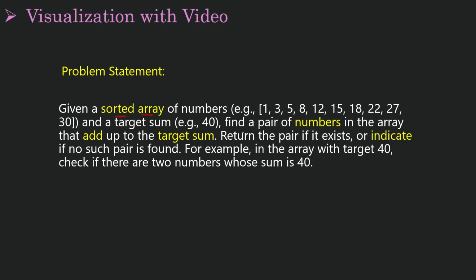Let's visualize the two-pointer technique. Given a sorted array of numbers, for example, 1, 3, 5, 8, 12, 15, 18, 22, 27, 30, and a target sum, for example, 40, find a pair of numbers in the array that add up to the target sum. Return the pair if it exists, or indicate if no such pair is found. For example, in the array with target 40, check if there are two numbers whose sum is 40. The video demonstrates the technique on a sorted array: 1, 3, 5, 8, 12, 15, 18, 22, 27, 30, with a target sum of 40.